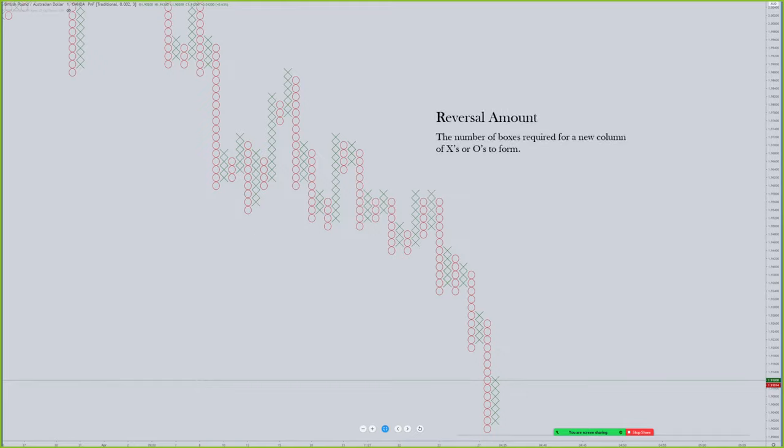Now the reversal amount, that's the number of boxes required for a new column of X's or O's to form. You will always go from X to O, X, O, X, O. You're not going to go from O to O and X to X. Everything switches. The reversals are always the opposite column. So in TradingView, we identify the reversal amount in the chart as well.